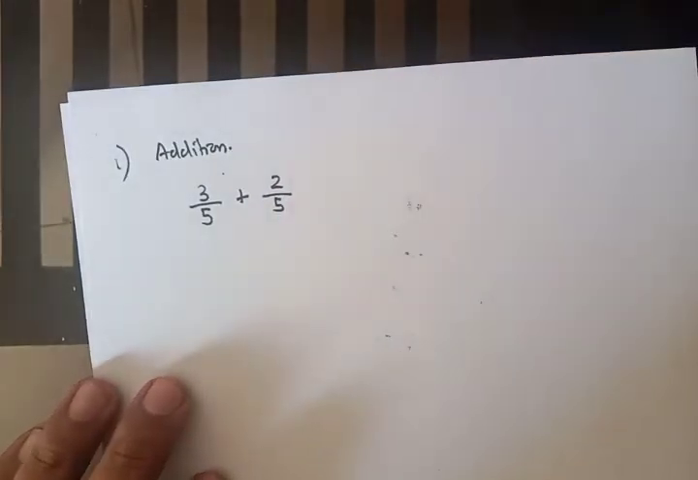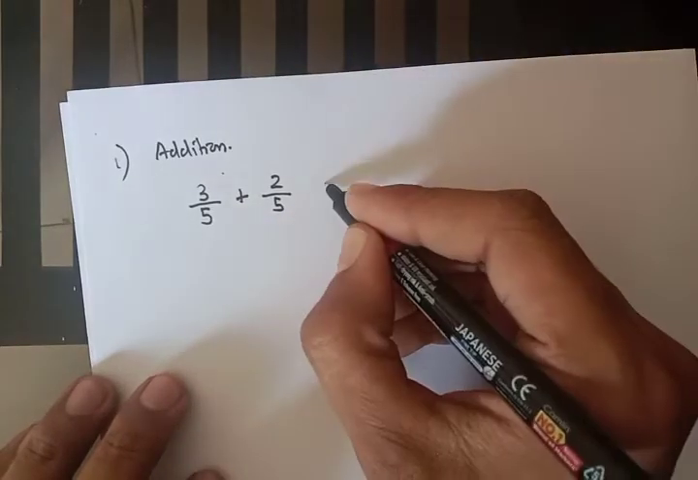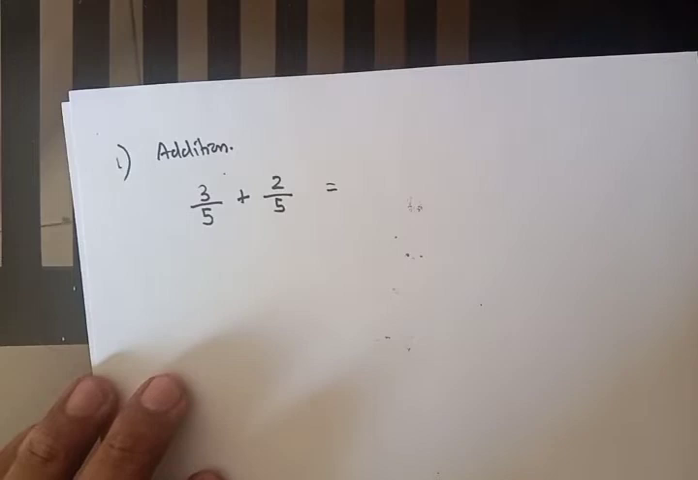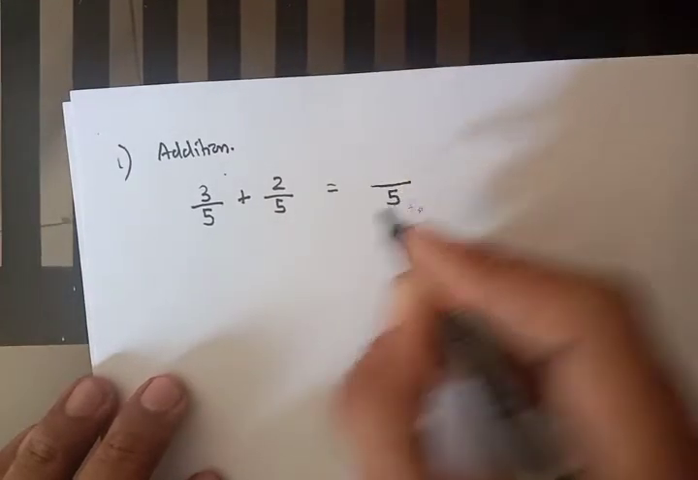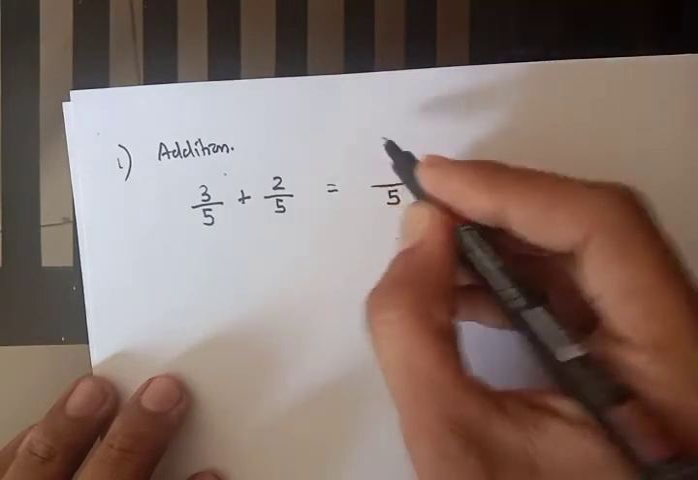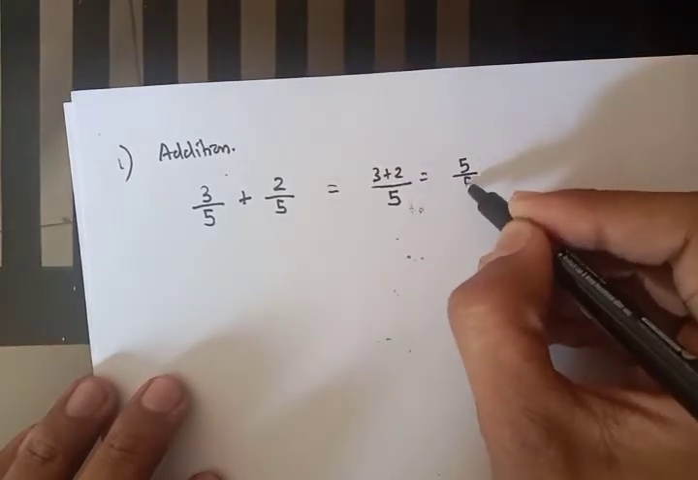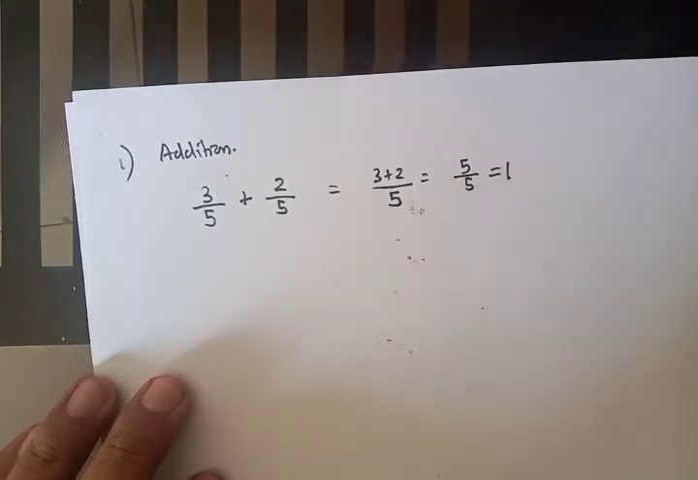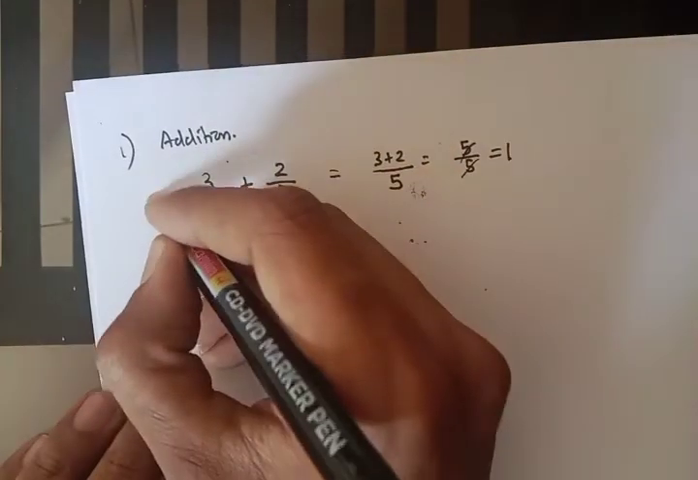If you see carefully, we can say that it's a like fractions, right? So whenever it is like fractions, we have to do the same method. The denominator stays the same and the numerators should be added. So 5 upon 5, answer is 1. 5 cancel.